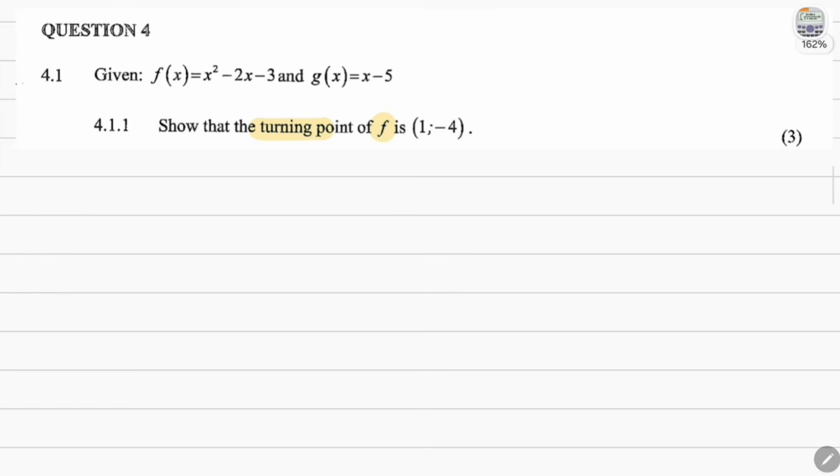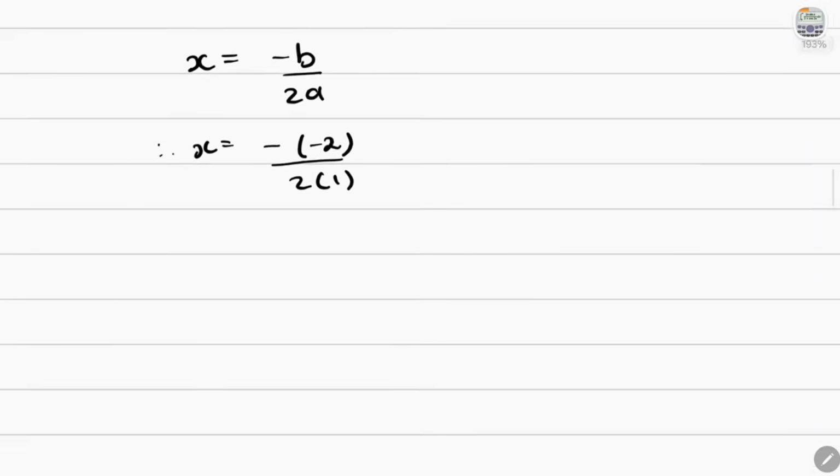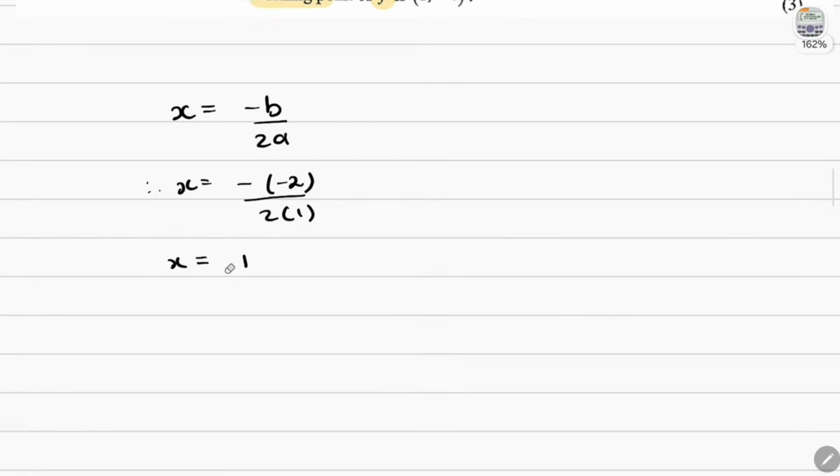Okay, so how do we find the turning point when the equation of the parabola is in its standard form? We can find the x value of the turning point first by simply saying x equals negative b over 2a. Okay, so we can see that the b value is negative 2, the value of a is 1. So x is simply equal to negative, and we'll say negative 2 over 2 times 1. So that's positive 2 over 2, which is 1. Okay, so that is the x value.